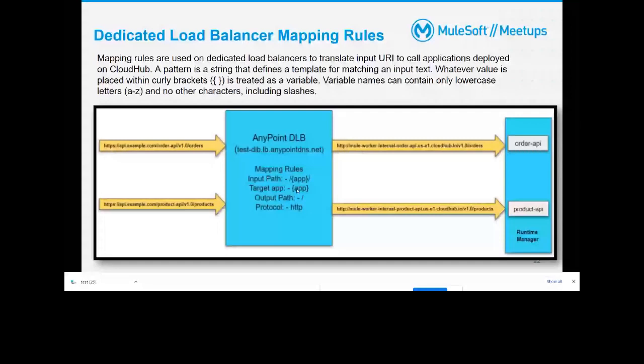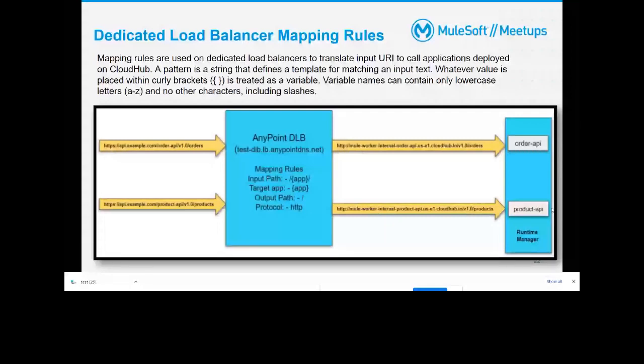Then it will form a URL, http://mule-worker-internal-order-api. So basically this is the application name.region.cloudhub.io, and there will be port 8091/v1.0/orders. The request will transfer to the order API. In the second case, I am getting the app name as product API. So input path will be product API, and the target app also becomes product API. The protocol is http://mule-worker-internal-product-api. Here it will take app name.region, so the app name will be product-api.us-east-1.cloudhub.io, and port 8091/v1.0. I forgot to mention the port. The request will transfer to the product API.